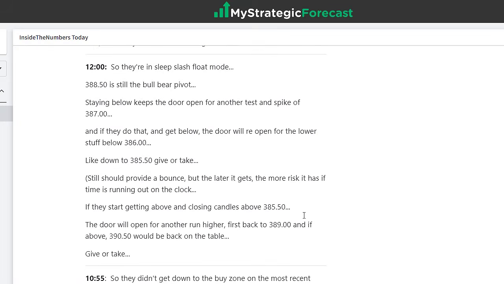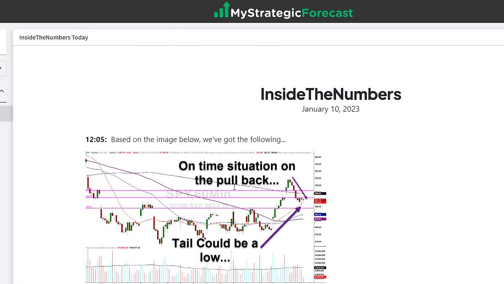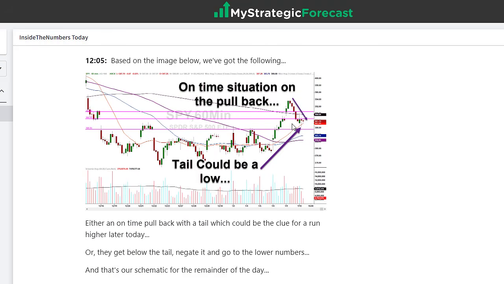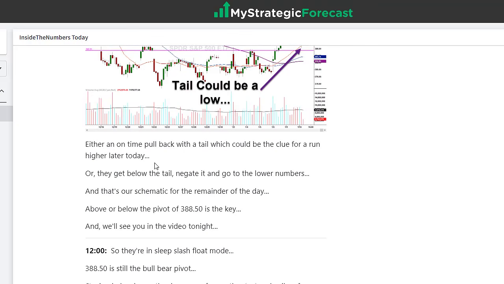Now watch what happens midday and with what type of information. Detailed schematic with numbers, including a chart. So here's what we've got. We've got a tail on time type of situation. I'm laying it out, showing traders what I'm looking at. And so therefore, we either have an on-time pullback with a tail, which could be a clue for a run higher later today, or they get below the tail, negate it, and go to the lower numbers. That's our schematic for the remainder of the day.